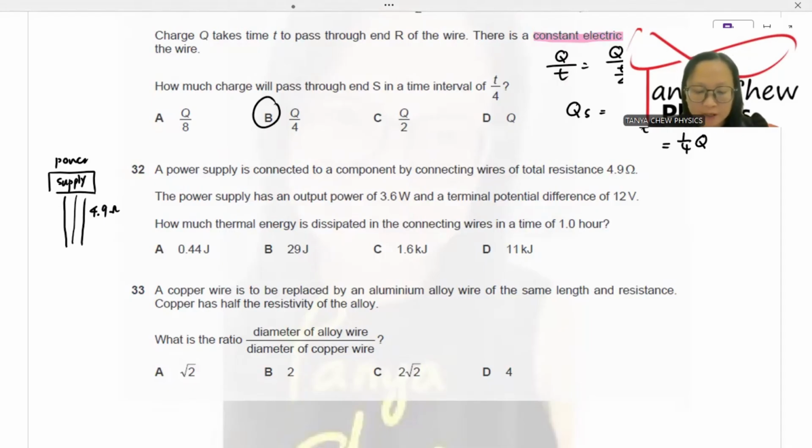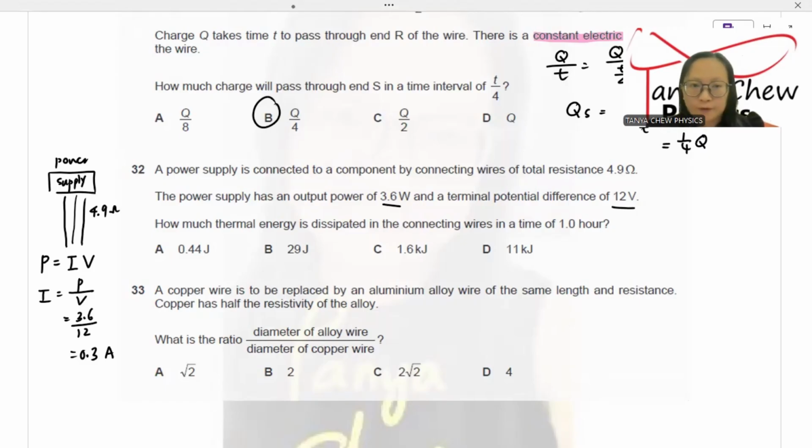So I find the current that flows through the power supply first, because power is given, and then the PD of the power supply is being given. Power is equal to IV. So I find that I is equal to power over V, 3.6 watt divided by 12 volt. From here, I got 0.3 ampere. That is the value of the current that flows through the wire.